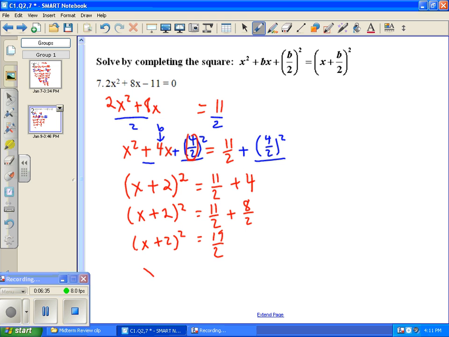On the left, we just get x plus 2. When we square root the other side, remember, when we take the square root of a square, we always need to put plus or minus. So square root of 19 over 2. There's one more step because we don't want the 2 with the x. We want the x by itself, so we're going to subtract 2 from both sides. So we get x equals negative 2, plus or minus square root of 19 over 2. And that's our answer for this problem.